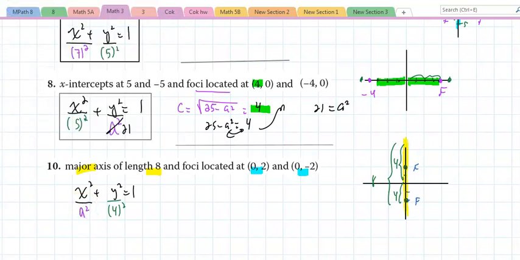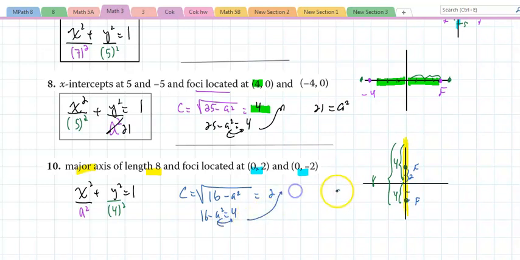Well, they told us the foci. They said the foci is at 0, 2. So they're saying c equals the square root of the larger, in this case the 4 squared, minus a squared, and that happens to be 2 units. And how do you solve that? You square both sides. We solved radical equations before. Swap those. And wouldn't that mean that a squared equals 12? And there's my equation. A very simple section, I think.